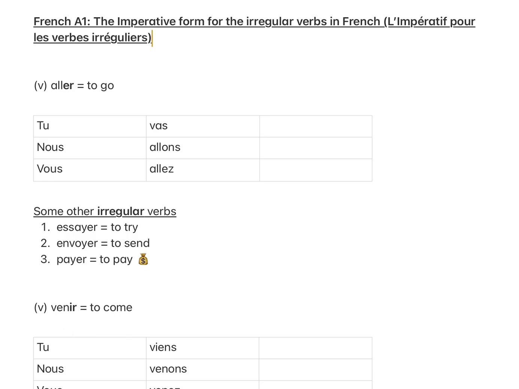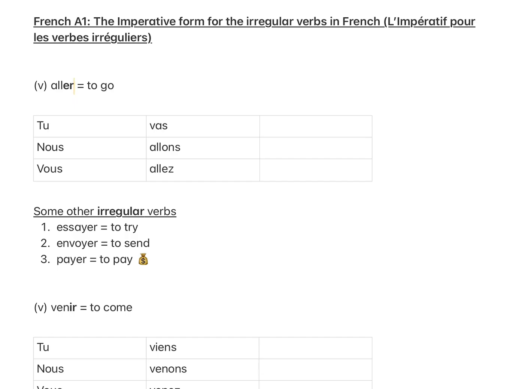However, when it comes to making the imperative form for the irregular verbs in French, we are going to have a look at some examples, starting with the first one, that is the verb aller. Aller means to go. As you can see, the verb aller ends with er, but it is not conjugated like a regular er verb, and therefore it is an irregular verb.